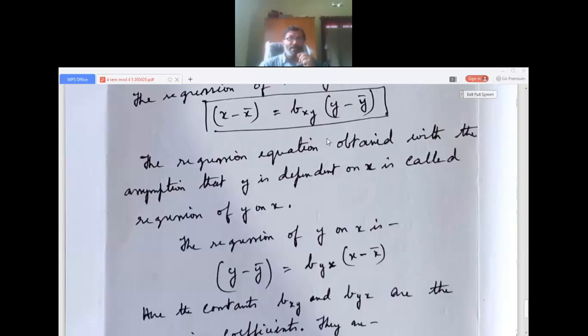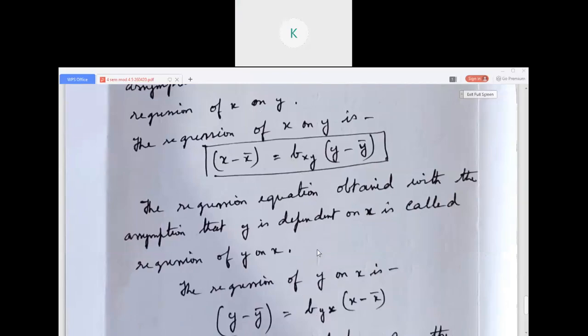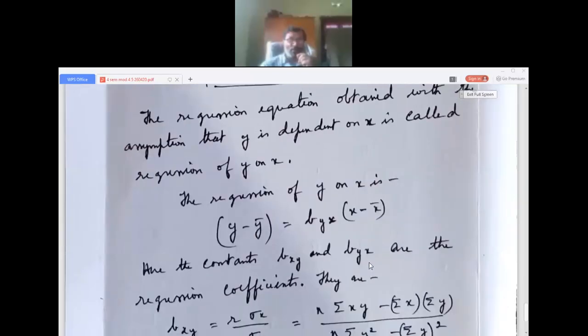Byx into x minus x bar. Okay. Now the constants bxy and byx are called the regression coefficients.